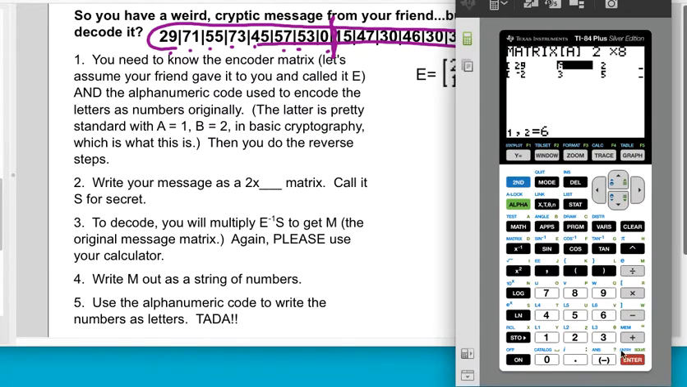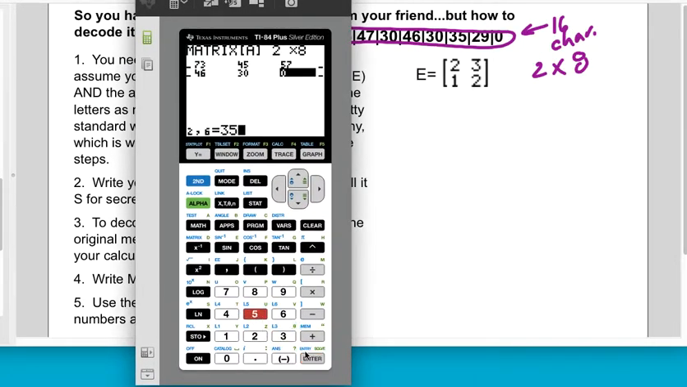So I'm going to have a 29, a 71, a 55, a 73, a 45, a 57, a 53, and a 0. And that's my whole top row. I go to the second row, and it's going to be a 15, and a 47, and a 30, and a 46, and a 30 again. Let's move this over, and a 35, and a 29, and I'm hoping that I land at a 0. Perfect, so it's all full.